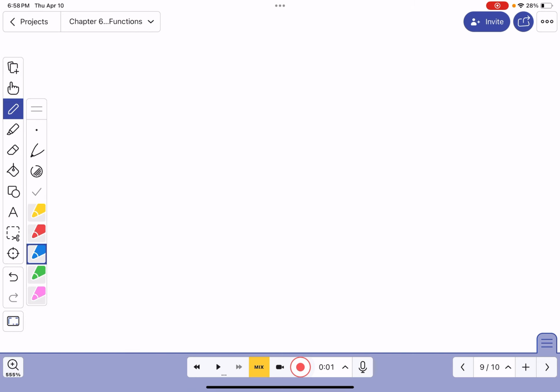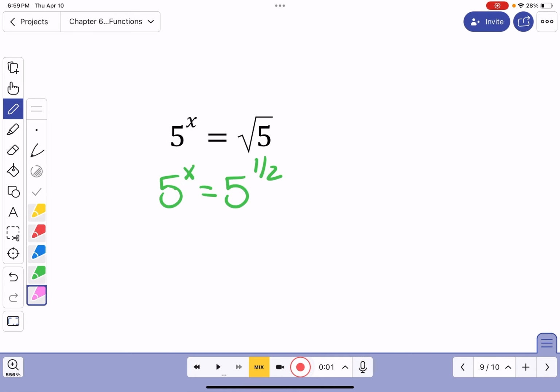Okay, so let's do the same thing over here. We're going to take the 5 to the x, and then we're going to rewrite this as 5 to the half. Now we ignore the bases, so x equals 1/2. All right, so those are some exponential ones.